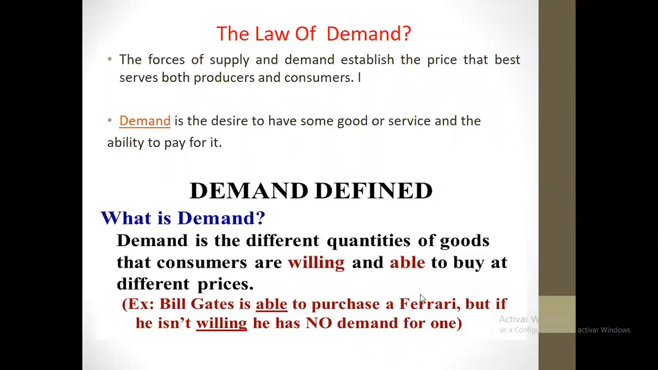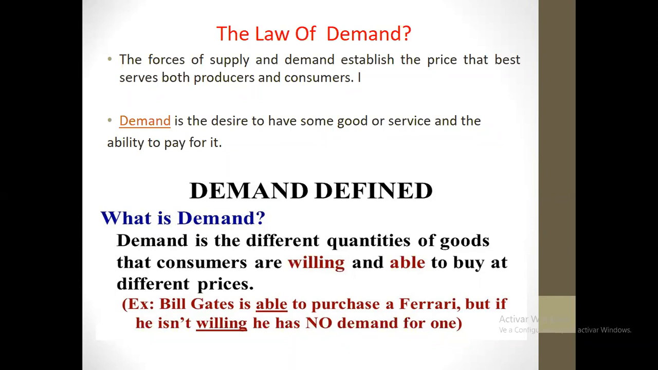Demand is the desire to have some goods or service and the ability to pay for it. Demand defines what is demand. Demand is the different quantity of goods that consumers are willing and able to buy at different prices. For example, Bill Gates, because he's a millionaire, is able to purchase a Ferrari. I am not able to buy a Ferrari, it's too expensive.